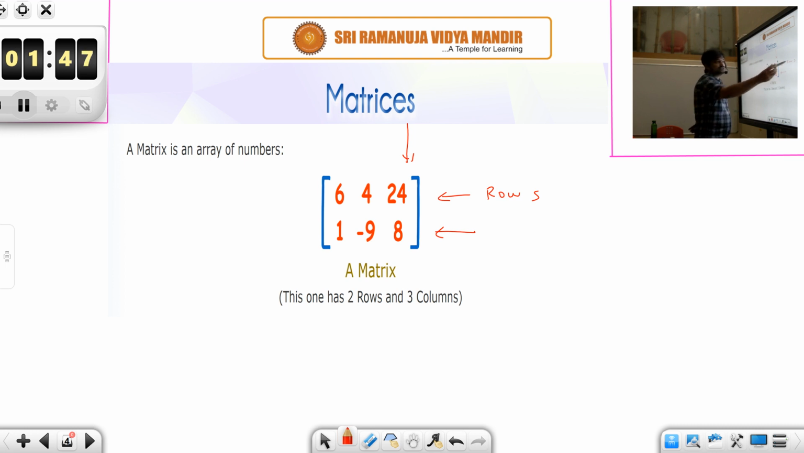This we'll call row 1 and this we'll call row 2. Similarly, if you look at this vertical arrangement, these we'll call columns. The first one we'll call column 1, the second one column 2, and the third one column 3.